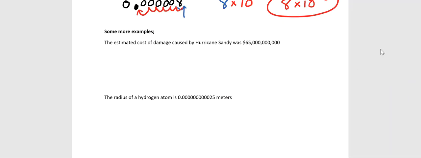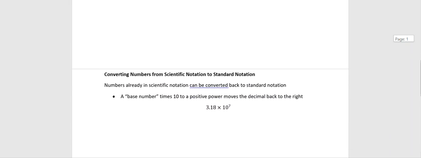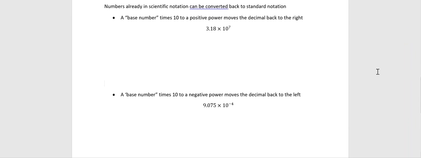Okay, so for the second part of our lesson, we're going to turn the notes over, and it's going to have us work in the opposite direction. When we are already in scientific notation, as you can see we are, because we have 3.18, a number that's at least 1 but less than 10, times 10 to a power, then that's already taken the number and written it in scientific notation.